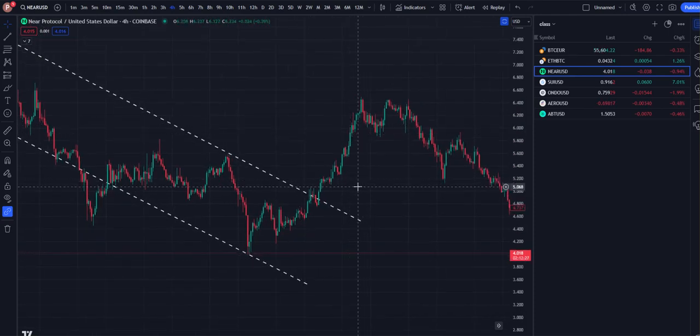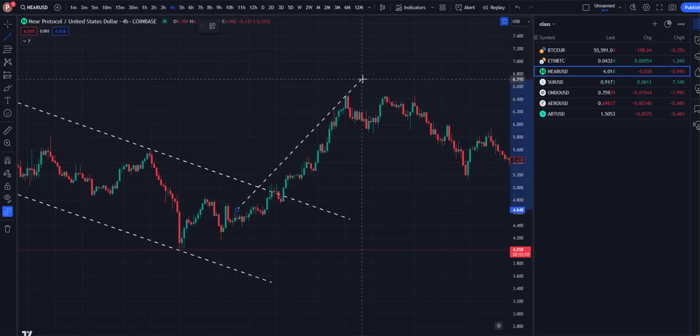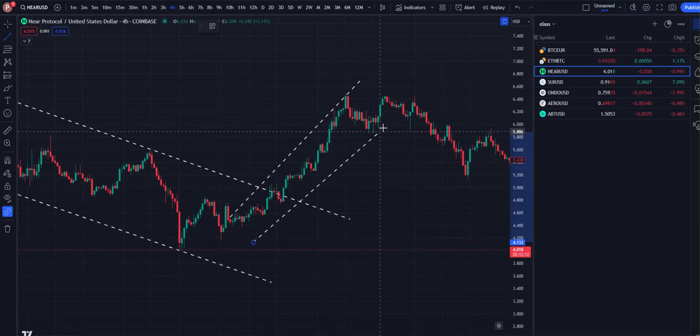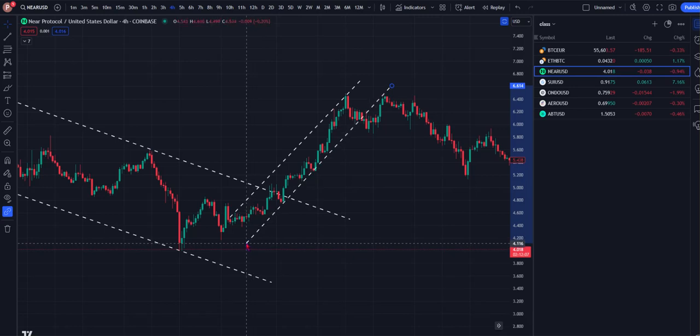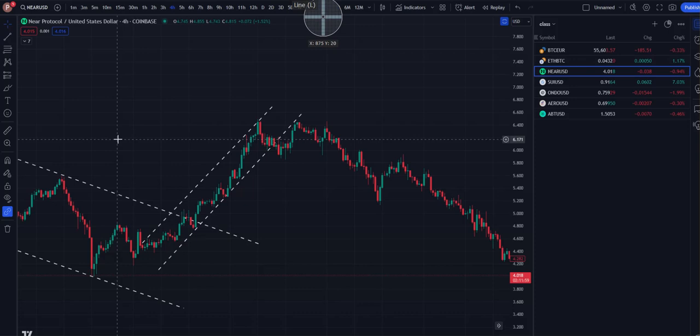So now that it has broken out, I will draw another trend line. So I got at least three touches there. And I got about three touches here. So now you can see this trend is ascending. And as I said before, ascending trend usually breaks to the downside.